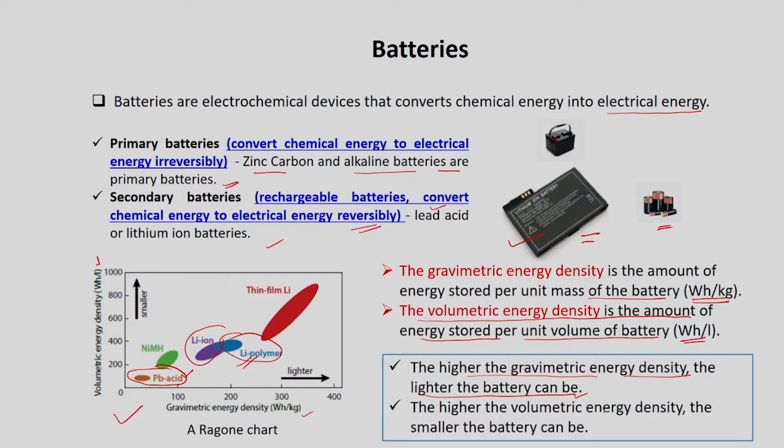And higher the volumetric energy density, smaller the battery size. At the same time, the size of these lead acid batteries is larger compared to lithium ion batteries. Okay, as you can see here, right. So this chart is normally used to compare the characteristics of the different batteries.